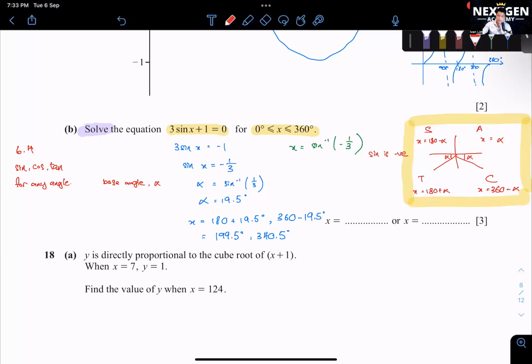If it's 360, there's two answers. If 180, sometimes there are two answers. It depends on the question. It all depends on the question.